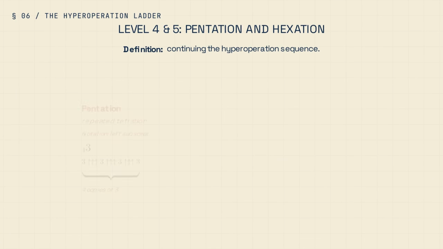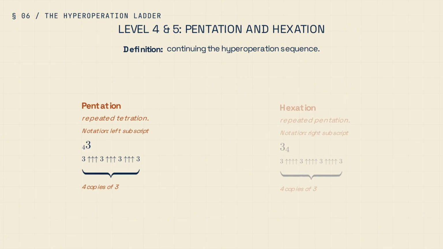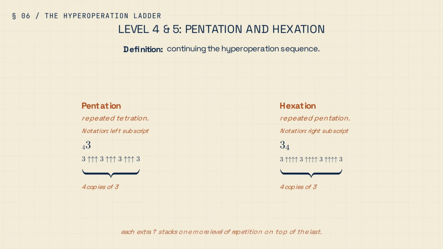If we keep climbing, pentation and hexation. Pentation is repeated tetration and hexation is repeated pentation. With these arrows, each extra arrow stacks one more level of repetition on top of the last. So after hexation, another arrow adds septation, octation. It depends on the arrows, and we'll see what these arrows mean in a setup.